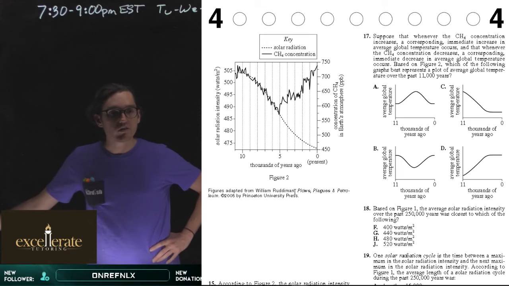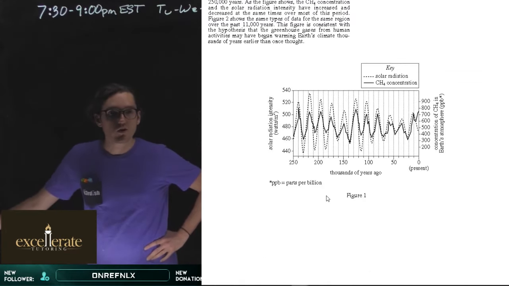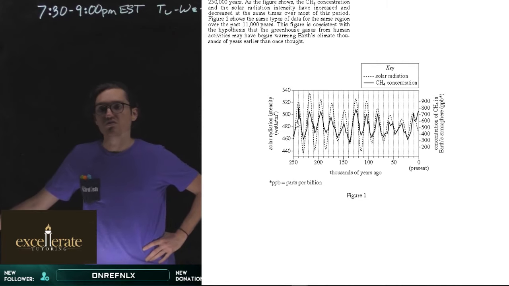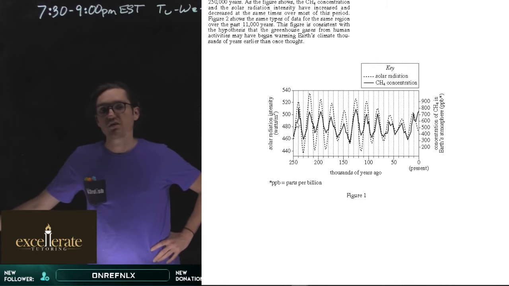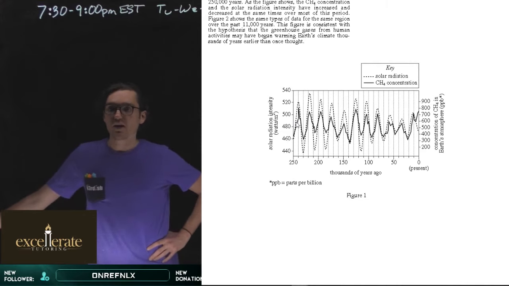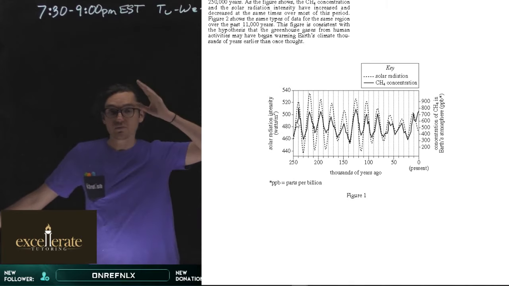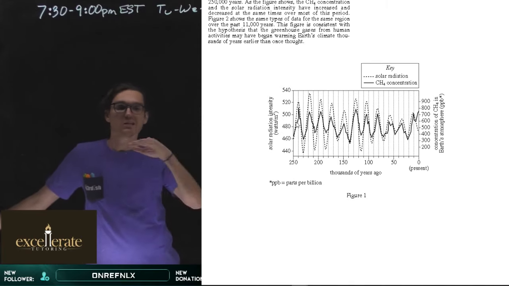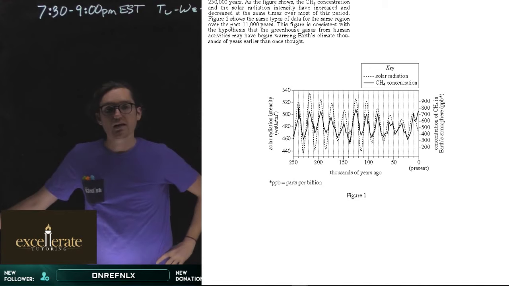What is the average solar radiation intensity over the past 250,000 years? So solar radiation intensity goes up and down and up and down. It's kind of like a very adjustable sine wave or cosine wave where it just keeps going up and down. It oscillates. It doesn't keep the same amplitude because it goes further up and further down. But if you ask for the average value of something that goes up and down, it's the midpoint. It is the midline.